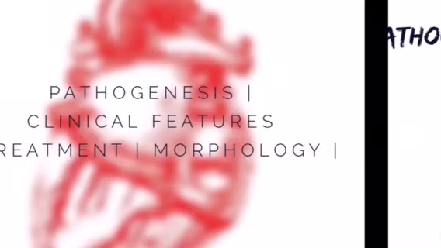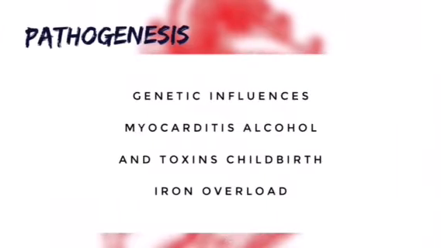So first is about pathogenesis. Under pathogenesis, there are many conditions, but the very few which are important are genetic influences, second is myocarditis, third is alcohol and toxins, the fourth one is childbirth, and the fifth one is iron overload. We're going to see in detail about these topics. Okay, first is genetic influences.